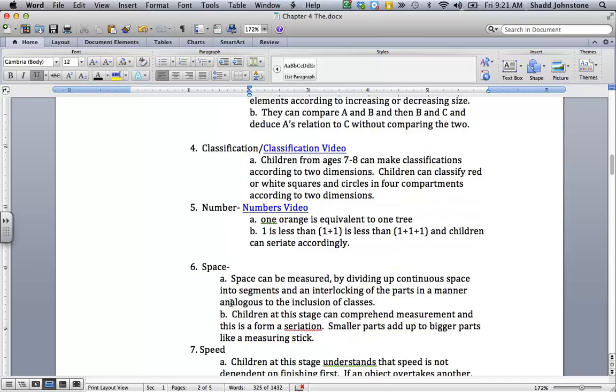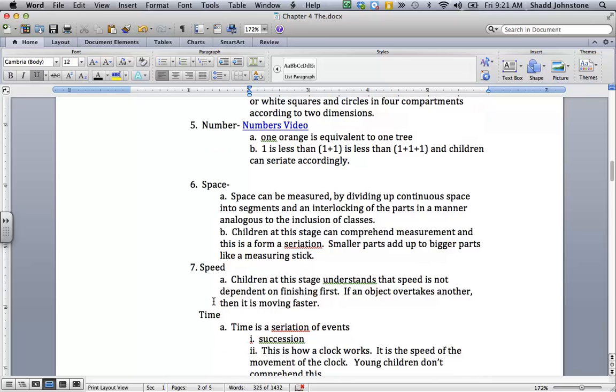There's also the space, which kids of 7 to 8 are starting to be able to measure. They can take smaller parts and add them up to bigger parts to measure things. There's also speed. Children that are younger don't understand the concept of speed. They look at the finish. Kids that are older can understand that if an object overtakes another object, then it is moving faster.